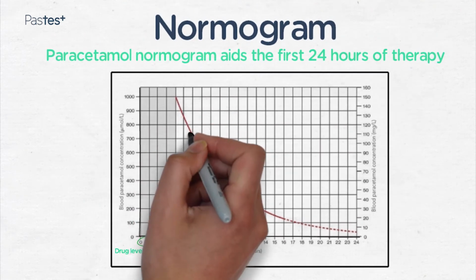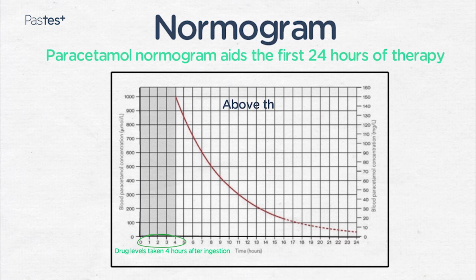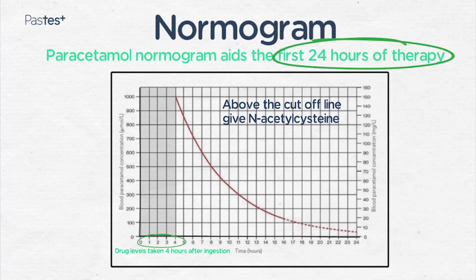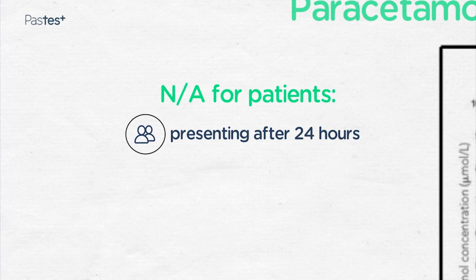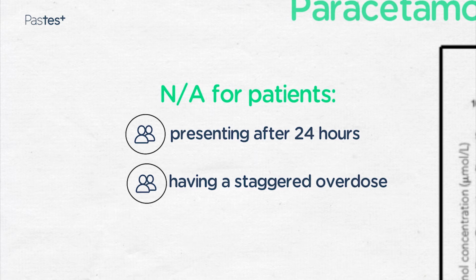As long as the drug level is above this cutoff line, a patient must be commenced on N-acetylcysteine. Remember that this curve is only useful up to 24 hours. Patients presenting after 24 hours cannot use the nomogram. Patients having a staggered overdose cannot use a nomogram to interpret.